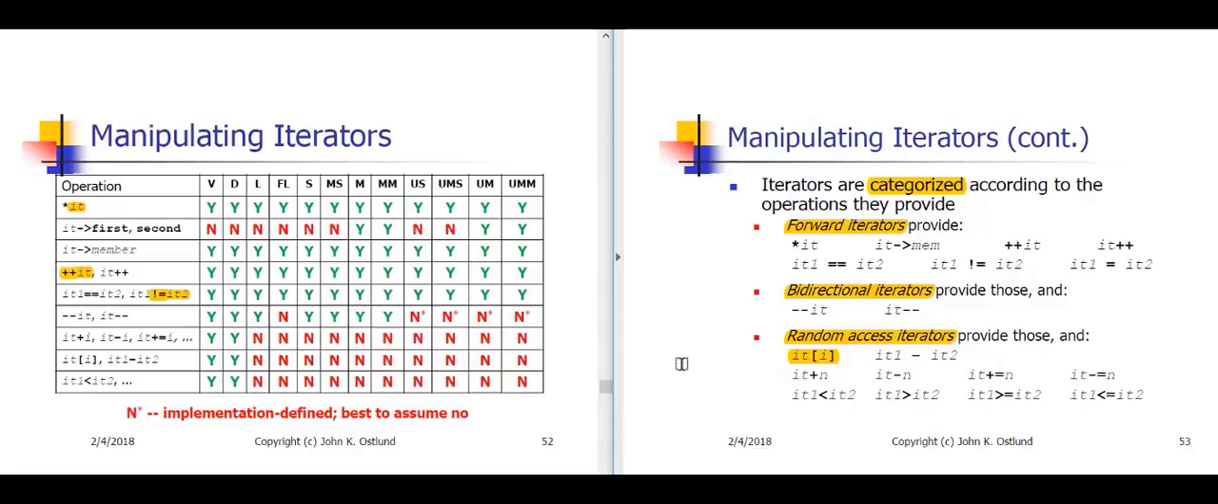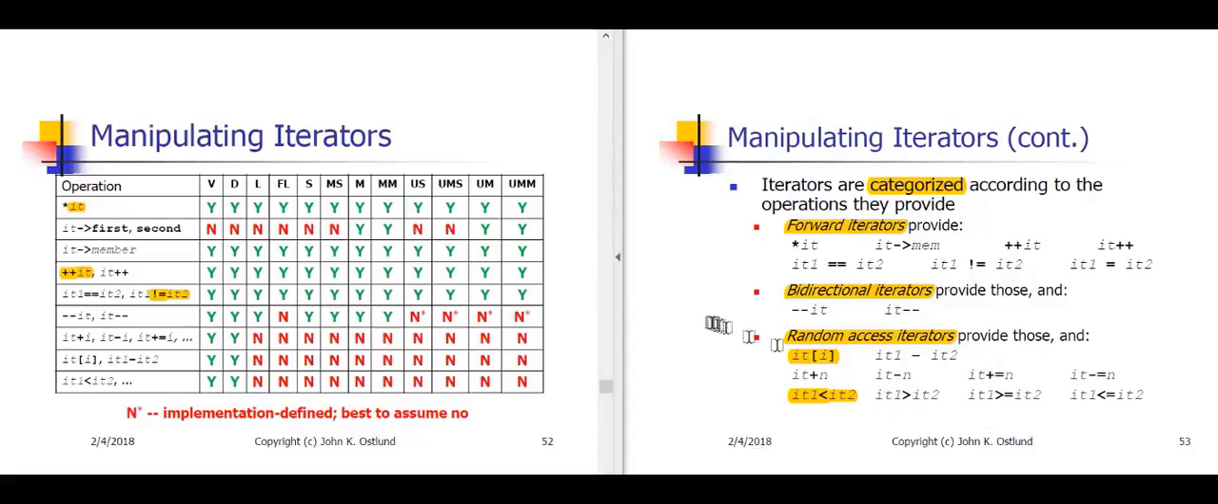Now, I want to be clear that these are categories, not data types. A forward iterator is an iterator that provides certain operations that allow you to move the iterator forward through the container. A bidirectional iterator allows you to not only move forward through the container, but also to move backward through the container. And a random access iterator is an iterator that allows you not only to move forward and backward, but also allows you to access arbitrary elements using subscripts. You can also do things like comparing whether one random access iterator is less than another one, and so on.